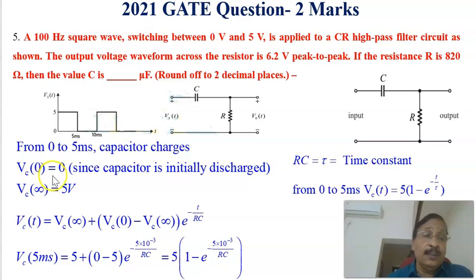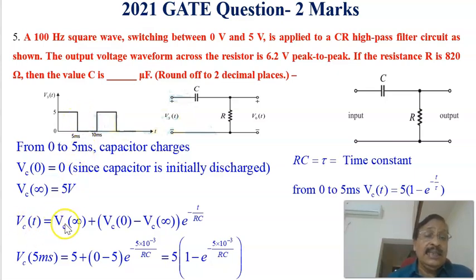That's taken as 0. And the final value of the capacitor voltage is equal to 5 volts. It can charge only up to 5 volts. So the initial value is 0 and the final value is 5 volts. Then we can find out the capacitor voltage at any time t.